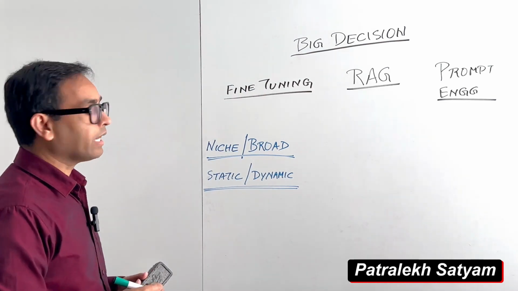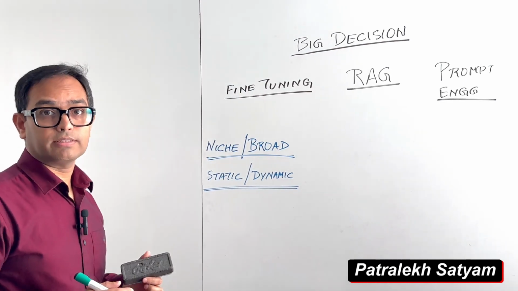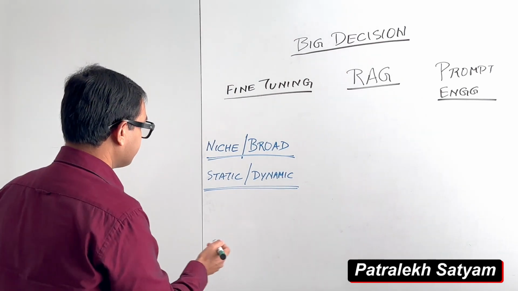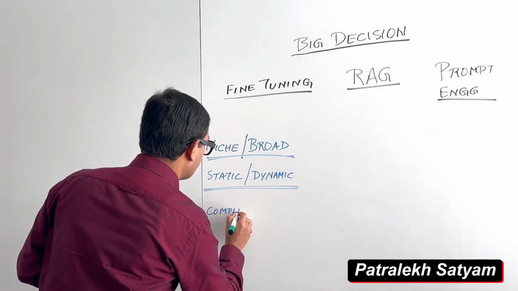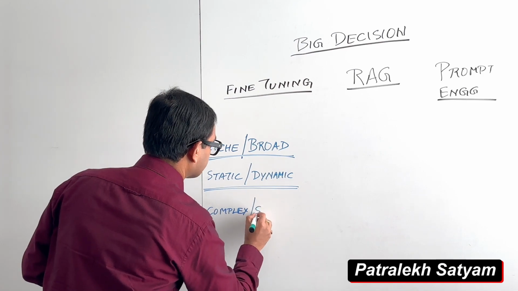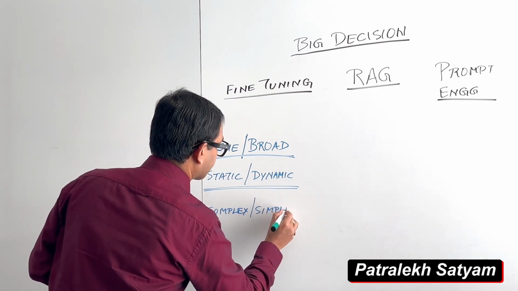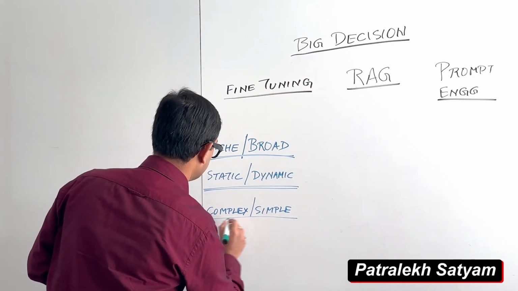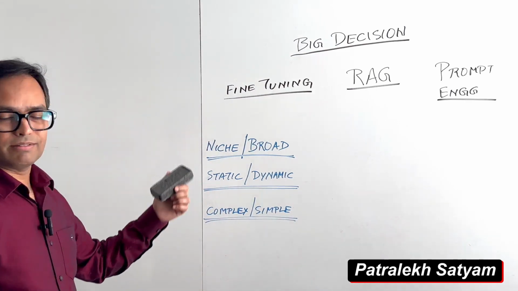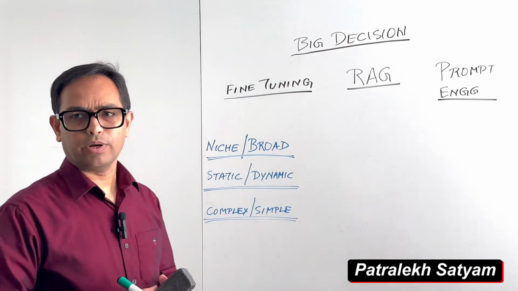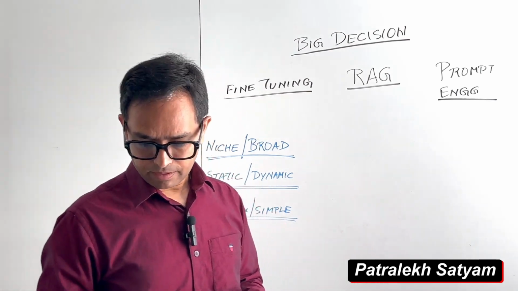The third is what kind of user interaction this product is going to have. Is the user interaction complex, or is it simple? Complex and simple here means a lot of interaction with the system, or it is like just a single touch point or something like that.